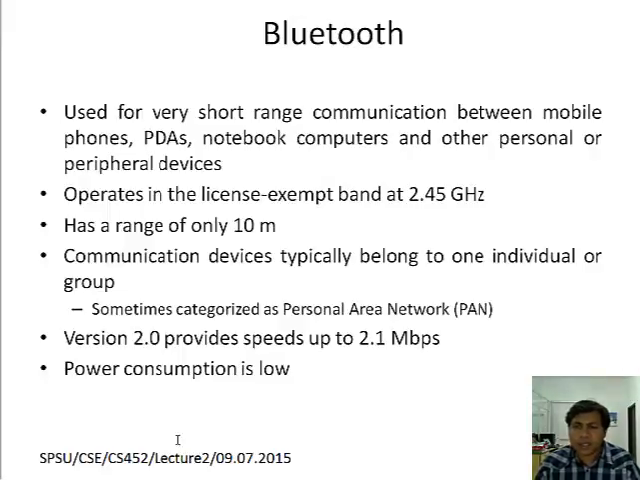It operates in a band of 2.45 gigahertz, and this is license free. It usually works in an area of 10 meters. So it creates a personal area network with 10 meters of range. To this date you can see Bluetooth used in different devices, in car audio, Bluetooth audio, and many other devices. We have version 2 which provides speeds up to 2.1 Mbps.